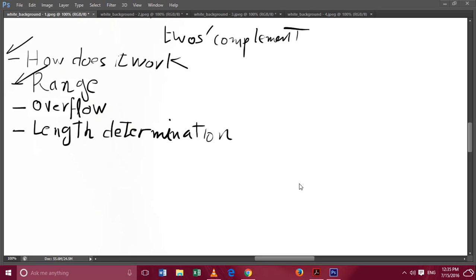Hello everyone, and welcome back to the second part of the two's complement binary systems tutorial. In this part we're going to cover overflow and something that I call length determination. So let's start.